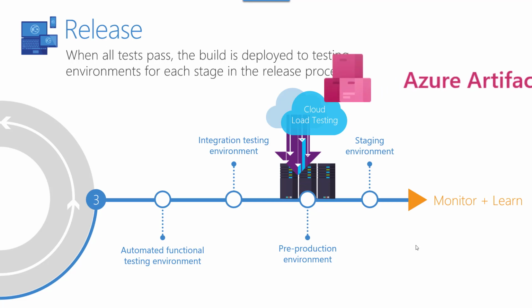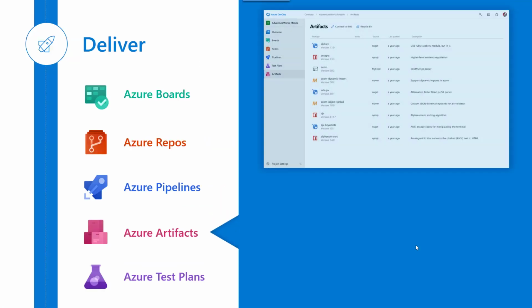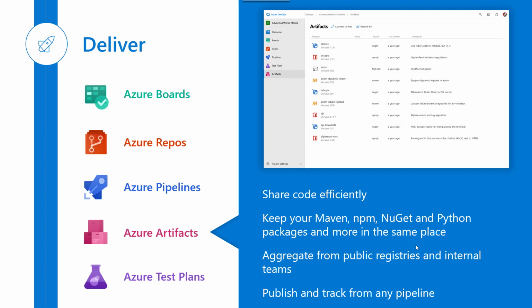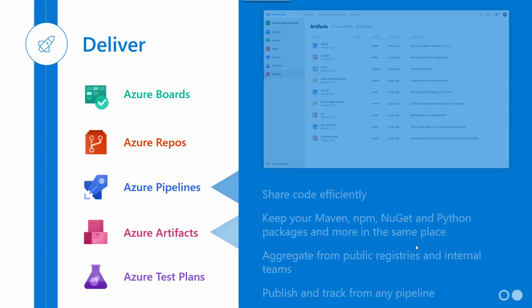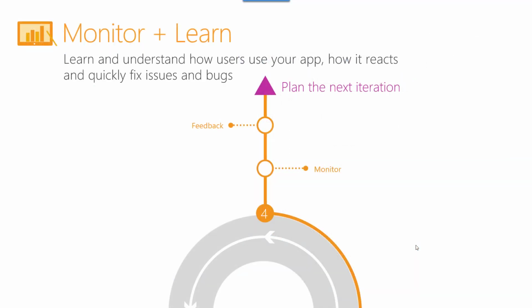And for the release, we will use Azure Artifacts and Azure Pipelines. Azure Artifacts supports different packages like Maven, npm, and NuGet, and it aggregates from public and internal registries. Also, I can publish and track from any pipelines. Azure Pipelines for the deployment or release management will be the same.